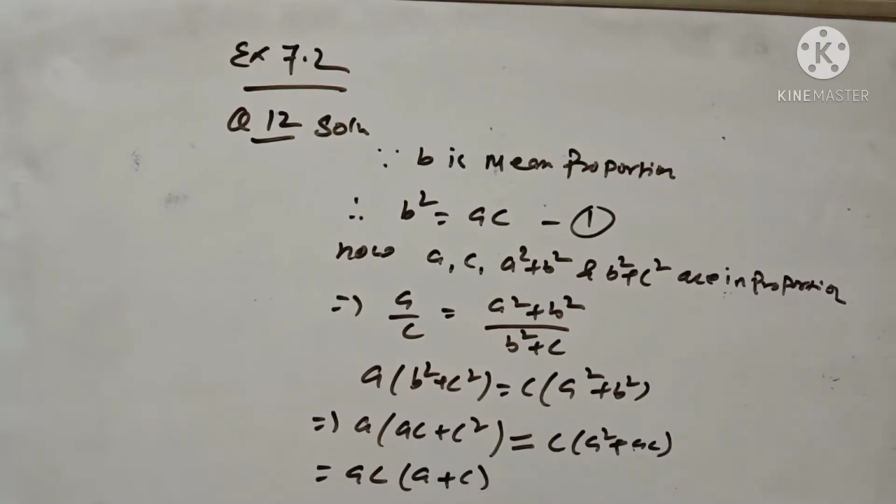a plus c. Here also what? I am taking common term is a. So ac, so a plus c. a plus c. Here I am taking common a. Here I am taking common c. Taken common c. So therefore they are equal. They are in proportion. Proved. Write down please.